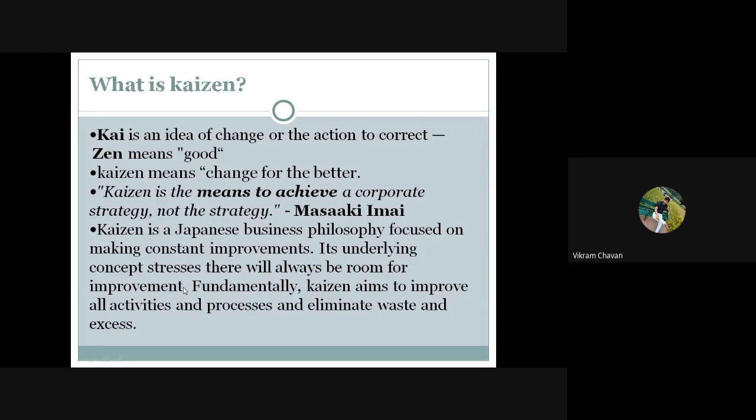We know that industries are automated, but there is always scope for improvement even in automated industries. So fundamentally, Kaizen aims to improve all activities and processes and eliminate waste and excess.